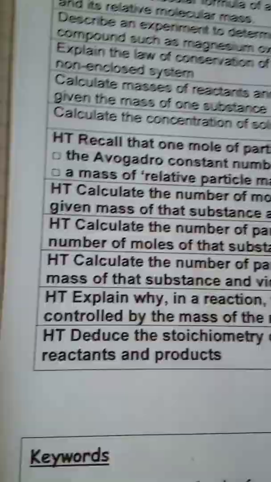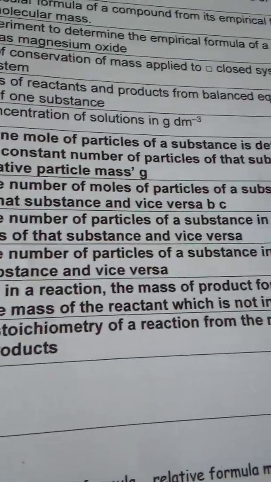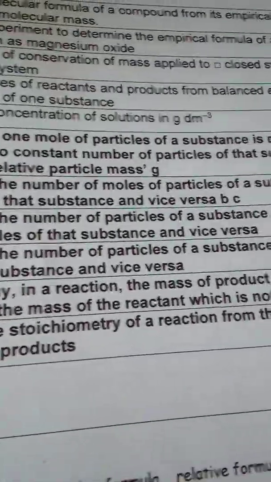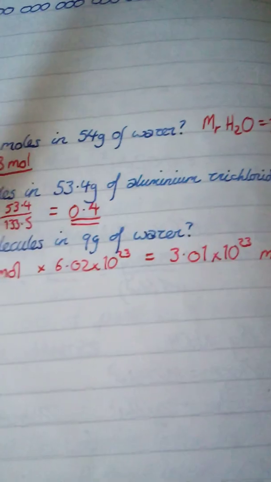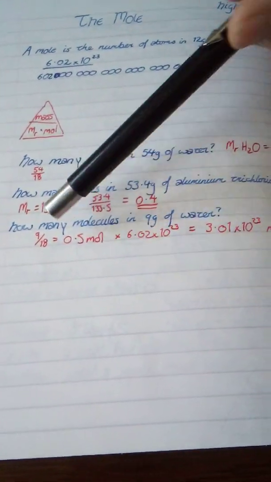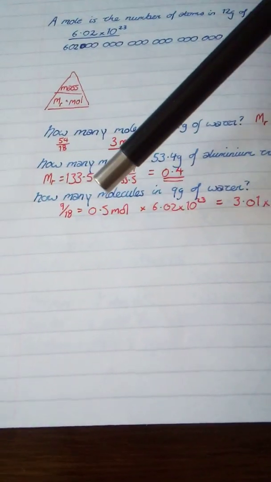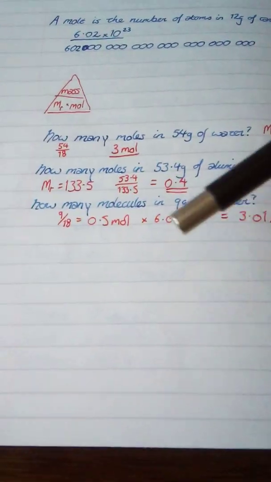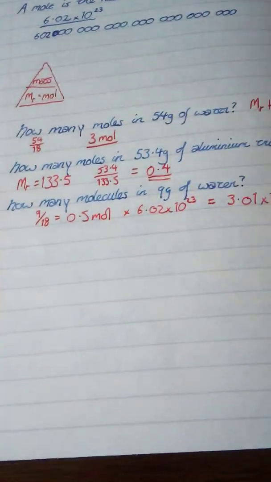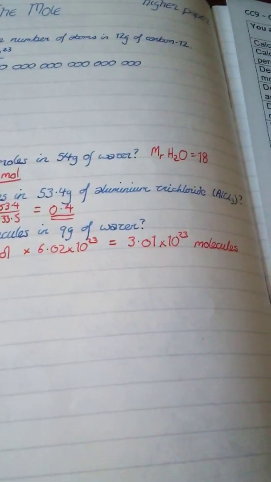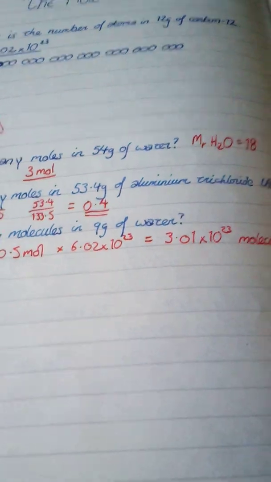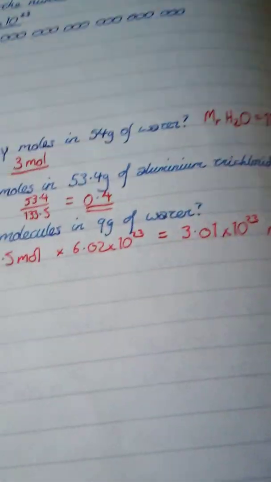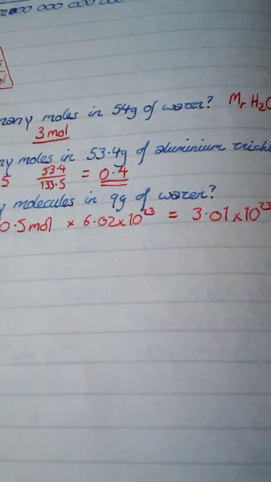Calculate the number of particles in a substance given the number of moles. That's what we've done here. How many molecules in 9 grams of water? We've got 9 grams, we've divided it by 18 because that's our Mr, so we've done our mass divided by Mr, so we've got half a mole, and then you just times that by Avogadro's constant to give you how many molecules you've got. It's not rocket science, it's just moles times Avogadro number gives you the amount of molecules.